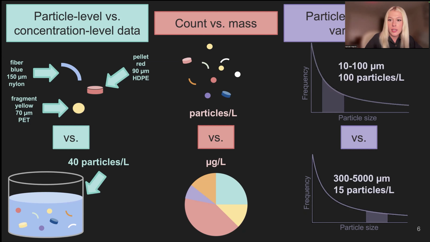Lastly, concentration values are not comparable whenever there are differences in the size ranges of particles being analyzed. So as you can see with the little example on screen, the exponential growth in the number of particles as you decrease in particle size makes direct comparisons of concentrations across studies with non-harmonious size ranges inaccurate and misleading.